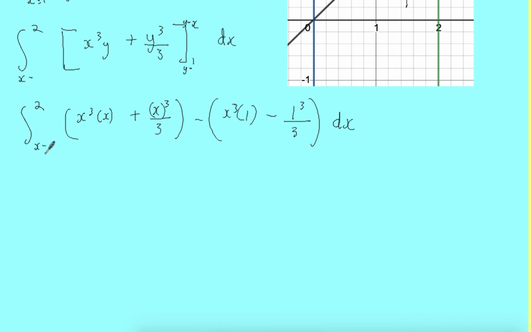Okay, so let's keep going with this. What's that? X equals 1, wasn't it? My lines are starting to vanish. So the integral between x equals 1 and 2 of x to the power of 4 plus x cubed over 3, take away x cubed plus a third dx. Oh, that line vanished halfway through, so that's in fact a take away. These two are like terms, I can simplify them down.